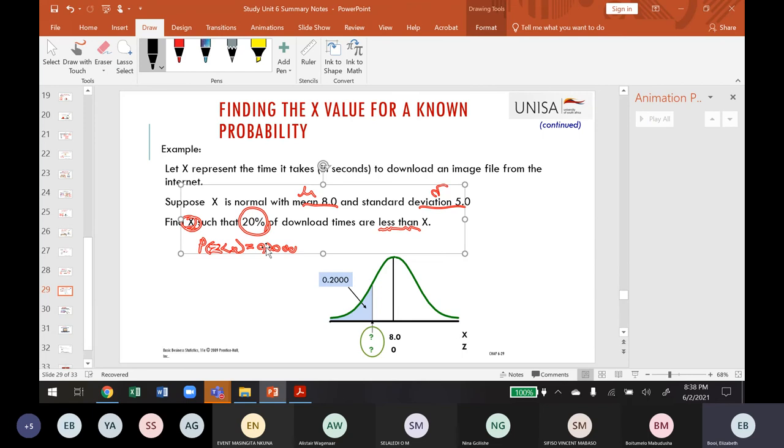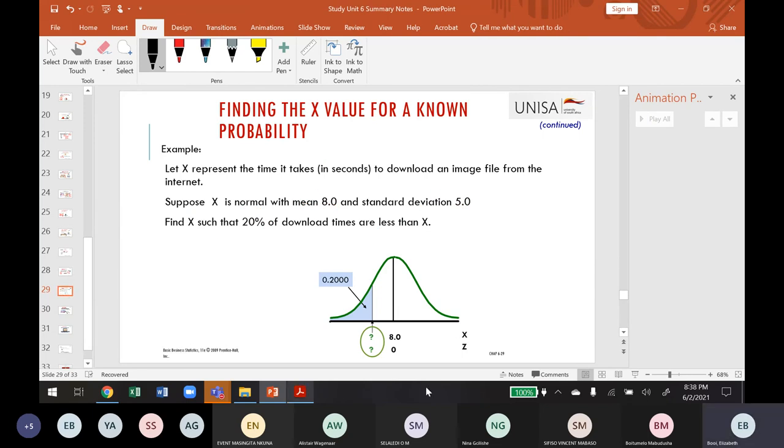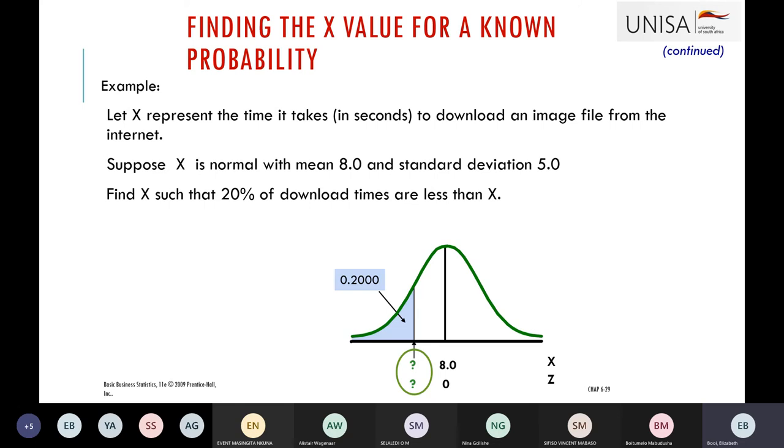Cut because I need to get rid of this. So we're going to use the same question. I'm just going to change a couple of things here for you to work out. Instead of less than, I'm changing it. Same question, greater than. That is your question. Find X such that 20% of the downloads are greater than X.